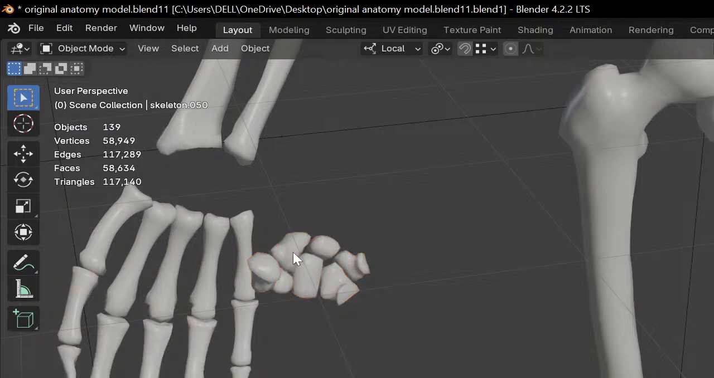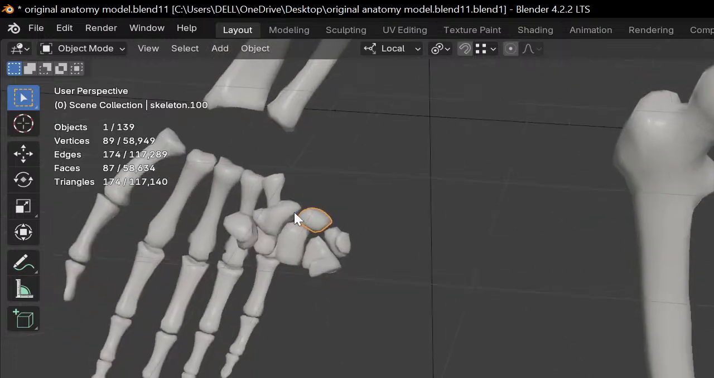So we have the proximal row, 1, 2, 3, 4. Basically we have the scaphoid, and we have the lunate. The scaphoid and lunate attach to the radius. Let's bring them back to their neutral position.